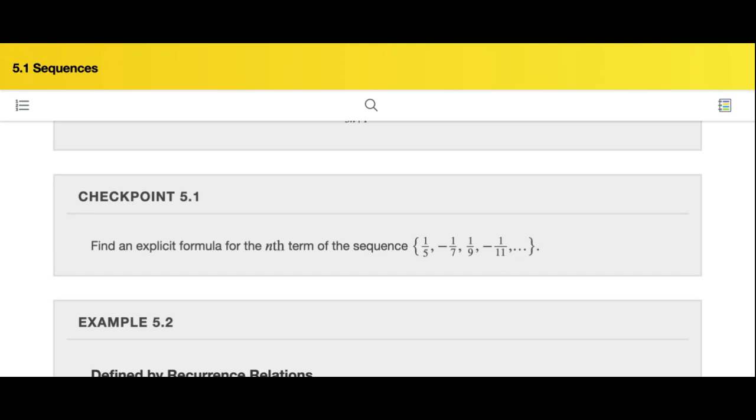The numerator is 1, so we don't have to do anything with the numerator. Just think about the denominator. And also it's alternating. Think about the alternating -1 raised to a certain number. The first one is positive.